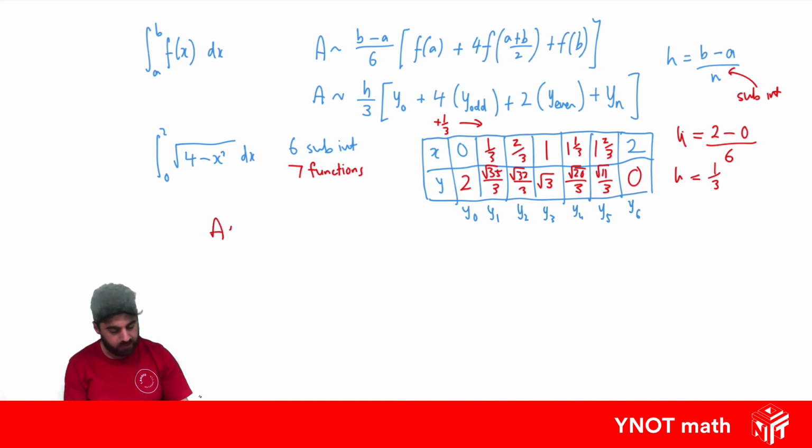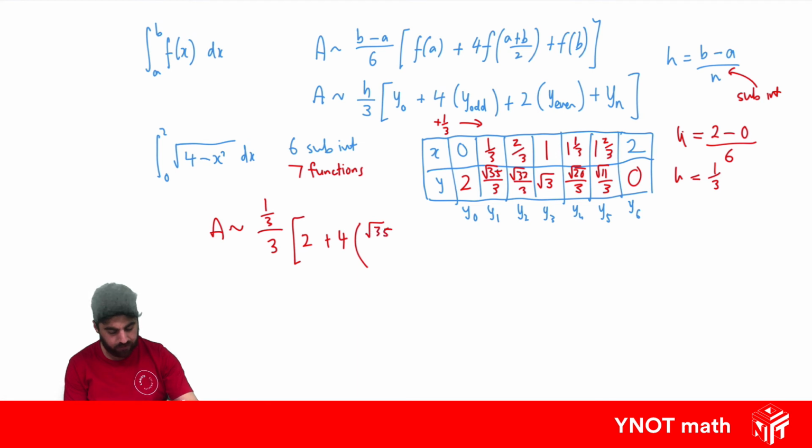So we know the area is going to be approximately the height, which is a third, divided by 3, outside of y0, which is 2, plus 4 times all our odd y values added together. Our odd ones are y1, y3, and y5, because 1, 3 and 5 are odd numbers.